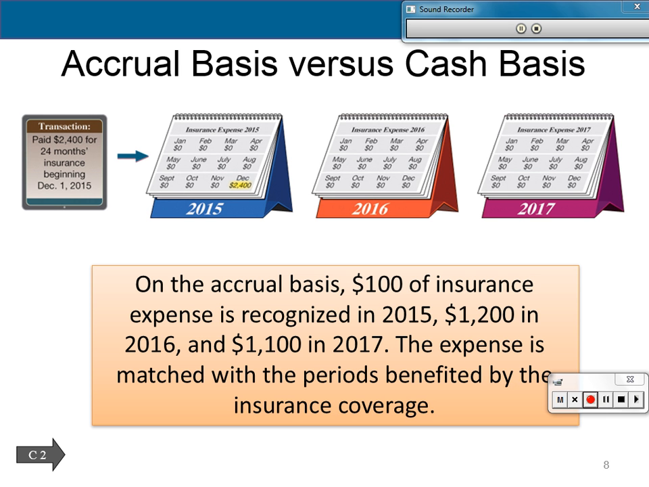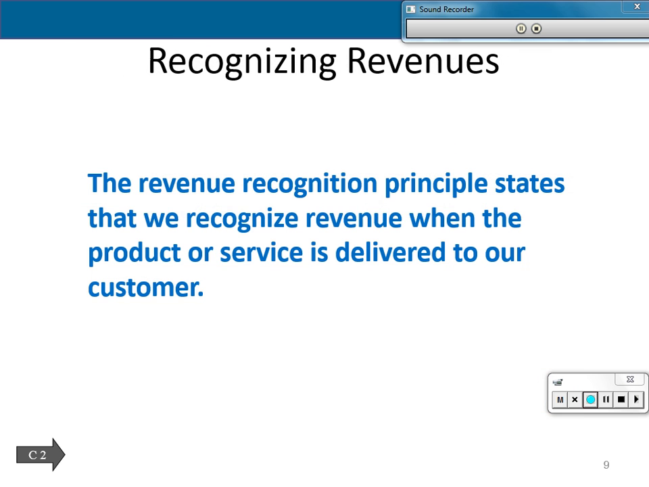Okay, so we've established the difference between the cash basis and accrual basis, recognizing revenues. We already know the revenue recognition principle says we recognize revenue as soon as it is earned, right? We've been using service as an example, but if we were dealing with a product, as soon as the product is shipped and delivered to the customer, we recognize it the moment that we do what? The moment we ship it.